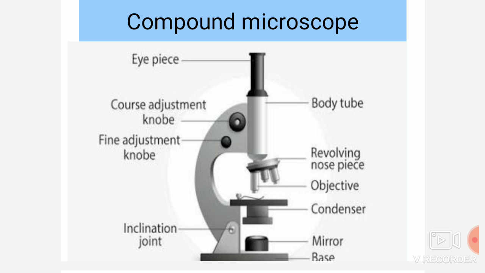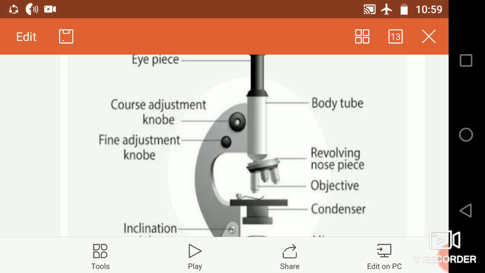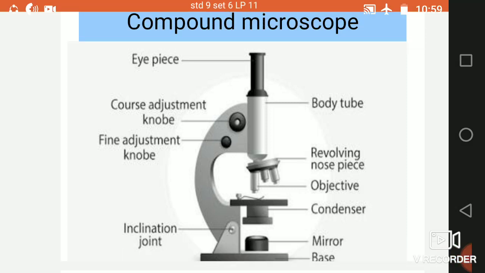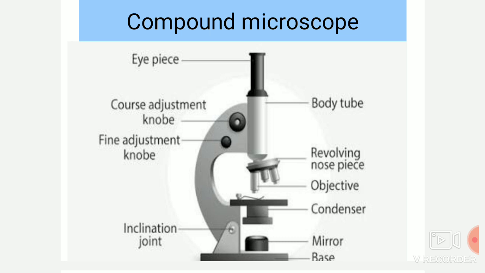After that, the coarse adjustment is there. With the help of this adjustment, the body tube moves along with the nose piece. Fine adjustment is used to make the image clearer. So this is how the compound microscope works, and these are the parts of the compound microscope.